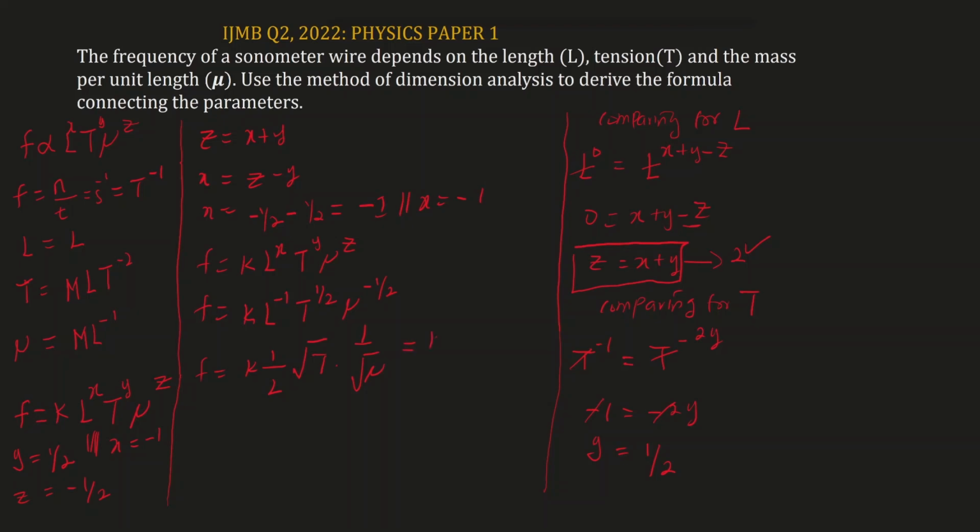combine as k multiplied by 1 over L, and since tension and linear density both have square root, we can put them together, say tension over linear density. So our final equation is going to equal K over L multiplied by square root of tension over linear density. So the equation connecting all these parameters from our dimension analysis is equal to K over L, square root of tension over linear density.